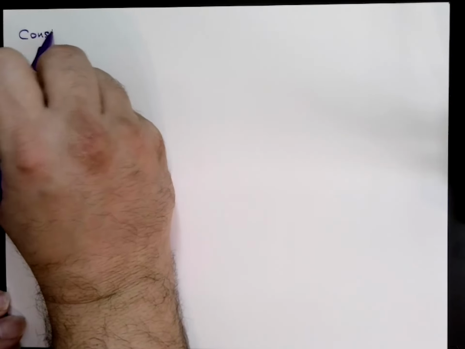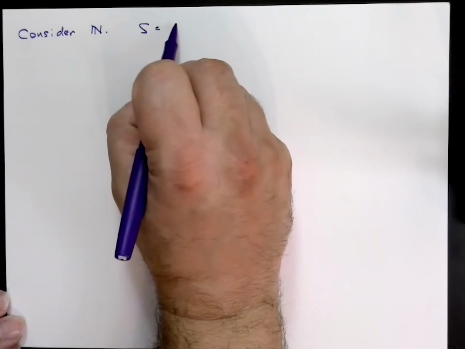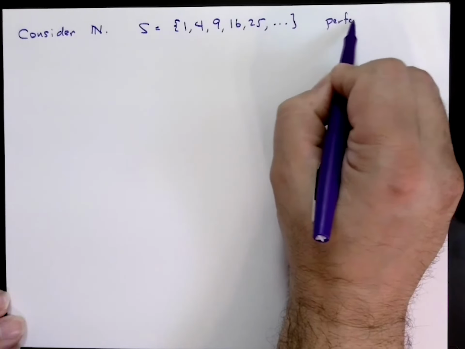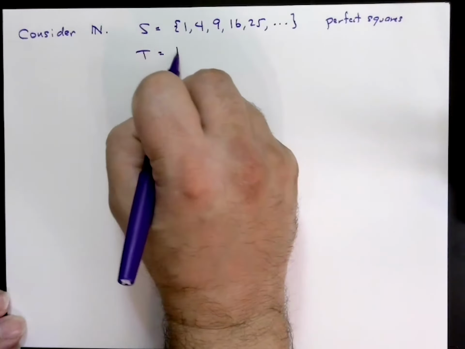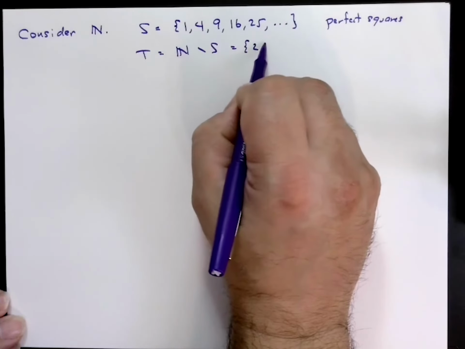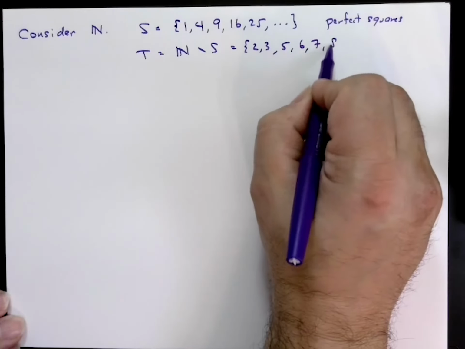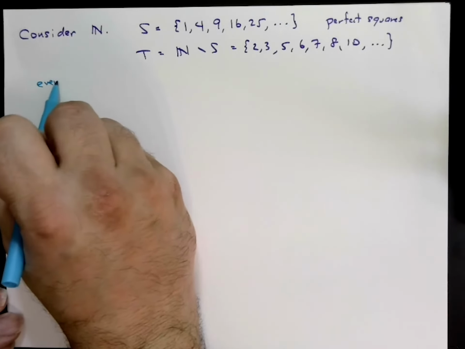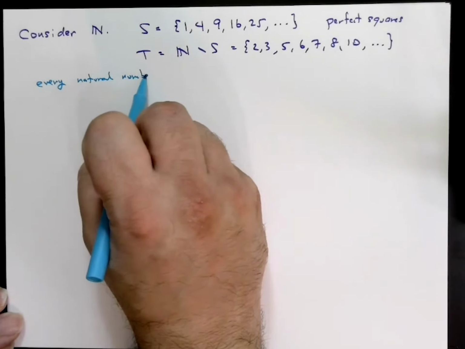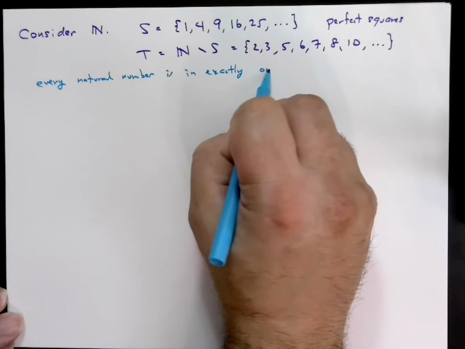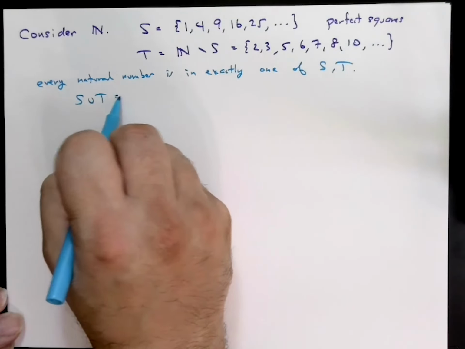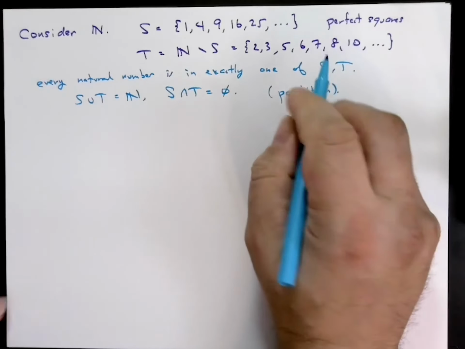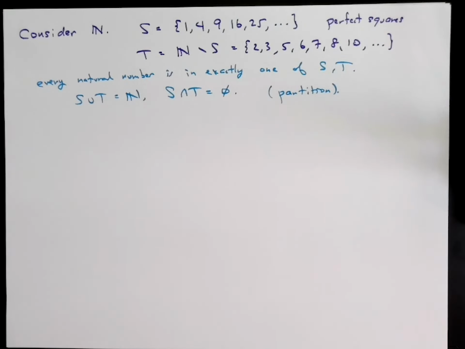So to be more concrete, let me come up with an example where this does not work. So take the natural numbers, for example. Let S be the set of perfect squares inside the natural numbers, so specifically the set 1, 4, 9, 16, and so on. Let T be all the natural numbers that are not perfect squares, so for example, 2, 3, 5, 6, 7, 8, 10, and so forth. Now check, this is clearly a partition, right? Every natural number is either a perfect square or it's not. Specifically, the union of S and T is the naturals, and the intersection of S and T is the empty set.